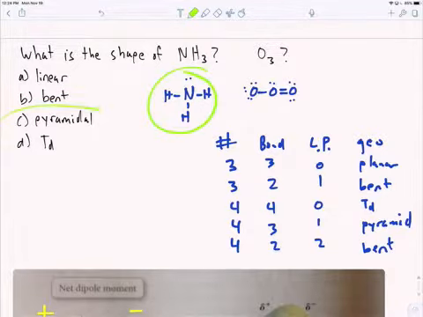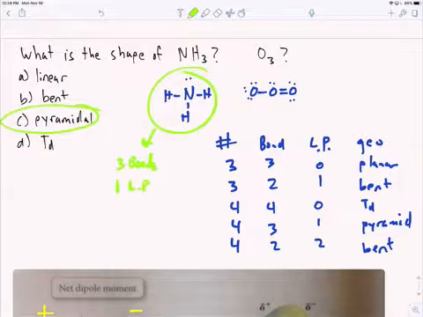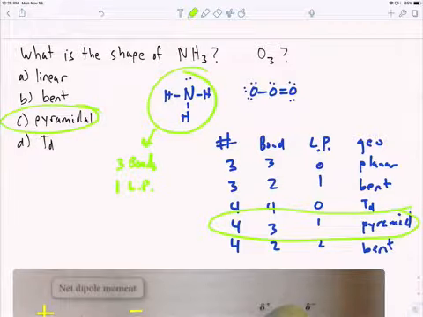So it is pyramidal. For this one, there are 3 bonds and one lone pair, right? So the nitrogen sees 3 bonds and 1 lone pair. So 3 bonds, 1 lone pair is a pyramid. Right there. Okay.